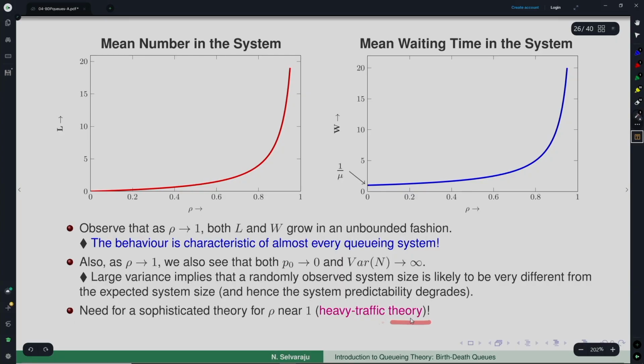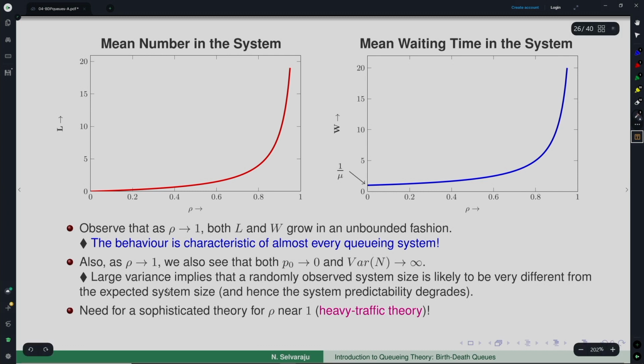To analyze all those things, you need a very sophisticated advanced theory, and that is what is called the heavy traffic theory or heavy traffic analysis of queuing systems. So, there is a separate analysis that one can do with rho very near to 1, and that is required because of this observation that you are going to make.